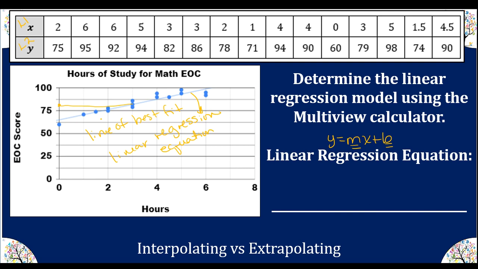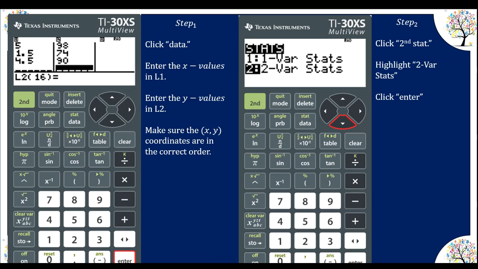If we wanted to make a prediction outside of 6 hours, that would be called extrapolating the data. So let's look at how you enter this into your calculator. Like I said, in list 1, you go to data, just like when you're doing univariate. In list 1, you're going to put in all your x values, and then in list 2, you're going to put the y values. And again, you're going to make sure your ordered pairs are lined up.